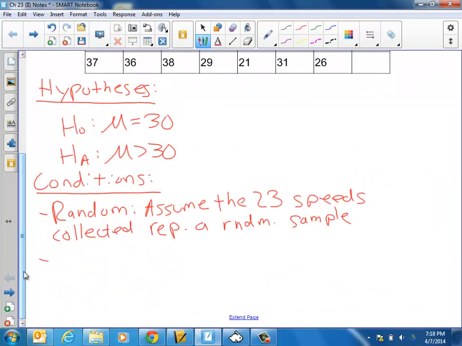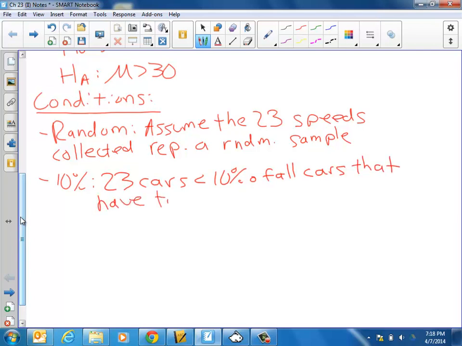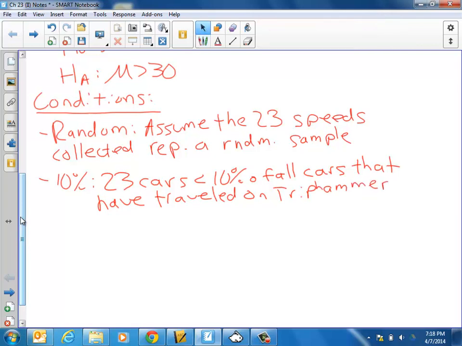All right, so let's go ahead and mention the 10% condition. That's the second of the three that you've got to check when you do inference for a sample mean. 23 cars is, we can fairly assume, less than 10% of all cars that have traveled on Trip-Hammer. Okay, second of three knocked out. No sweat. Next one we want to check here is the nearly normal condition. I'll mark that in blue because it's a new condition that we're checking for inference on means.